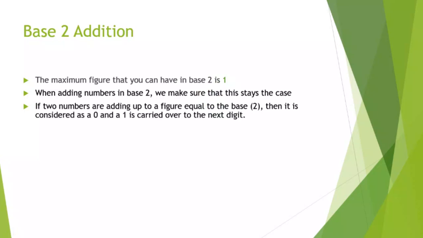Now, if two numbers add up to a figure equal to the base, that is 2, right? Then it is considered as a 0 and a 1 is carried over to the next digit.